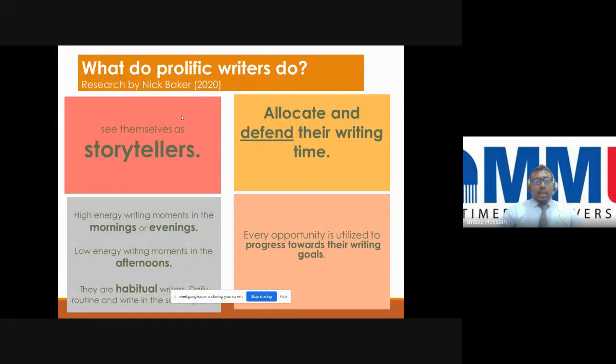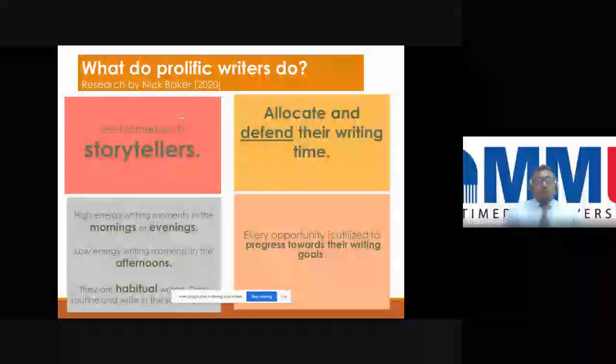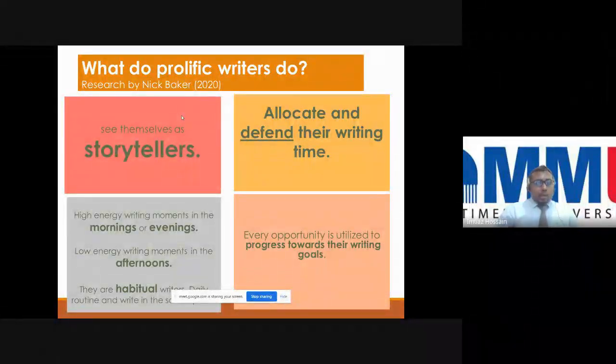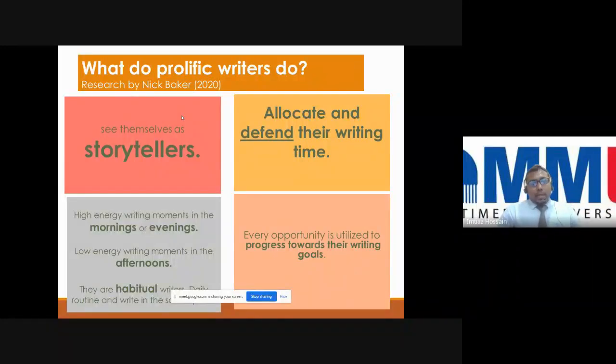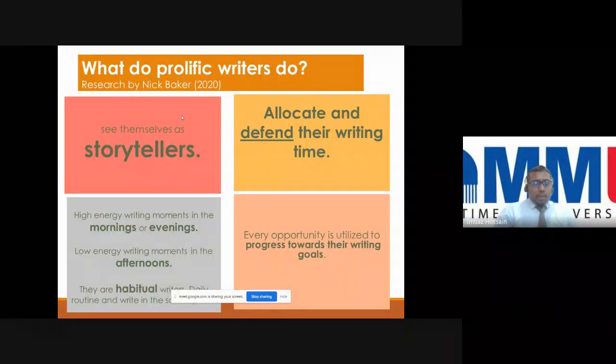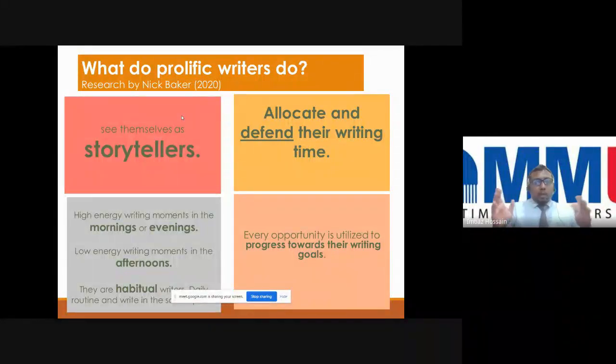Then high energy writing moments in the morning or evening. Morning or evening our energy level will be high, because after waking up our brain is intact. So we have to utilize those times in office hours. You can set your priority this way: in the morning and evening you keep the important task. The low energy time is the afternoon, and if you make it a habit, then it becomes your routine.